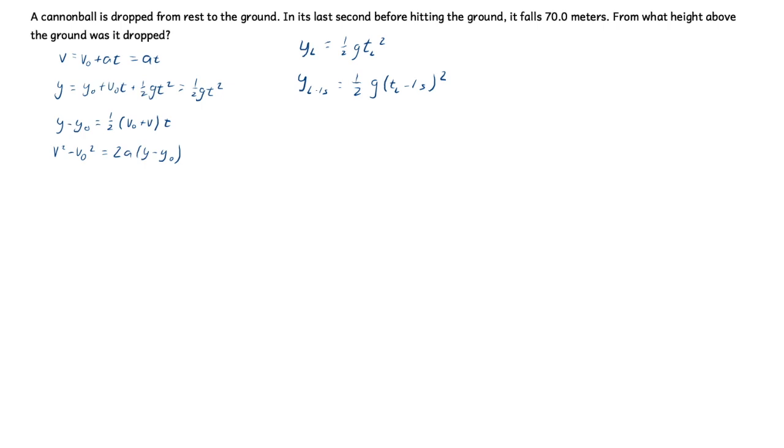And we know what the difference is between these two. So we have y landing minus y landing minus 1 second equals 70.0 meters. It's a known value, and I'm going to call it delta y for notational simplicity. So let's combine these two. So we have delta y, which is a known quantity, equals yl minus yl minus 1 second. I'll just call it L minus 1 for, again, simplicity. So we'll just substitute in the values here.